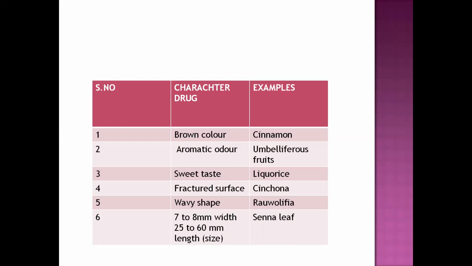Then cinchona has a fractured surface, a very rough surface. Then what is the shape of Rauwolfia? Wavy shape. It is also known as sarpgandha. So we can evaluate our drug by morphological characters, like with the help of size also. For example, in the senna leaf, its standard size is 25 to 60 centimeter in length and 7 to 8 mm in width. If the drug has leaves that are of small shape or narrow, it is not up to the mark or the standard parameters.